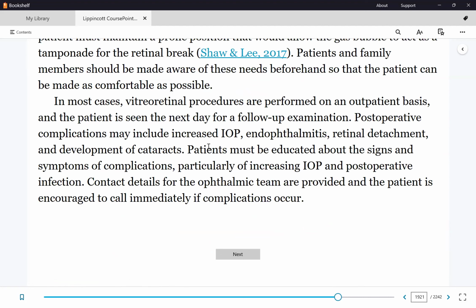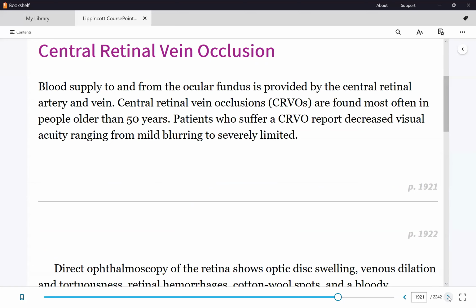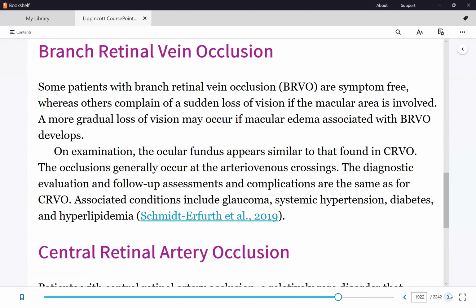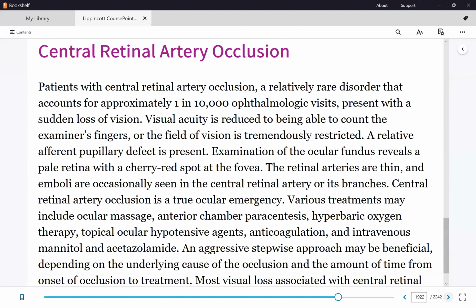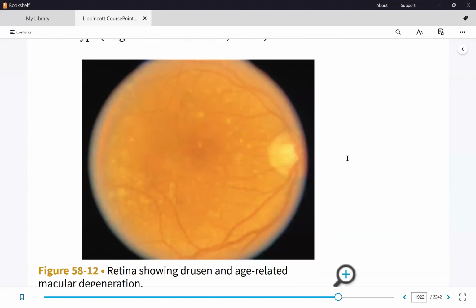Okay, let's wrap up the eye. Okay, let's go to macular degeneration now. There are two types of macular degeneration. There's a dry and a wet one. The dry type, so what is the macula? The macula is responsible for central vision. It's at the center of your retina.